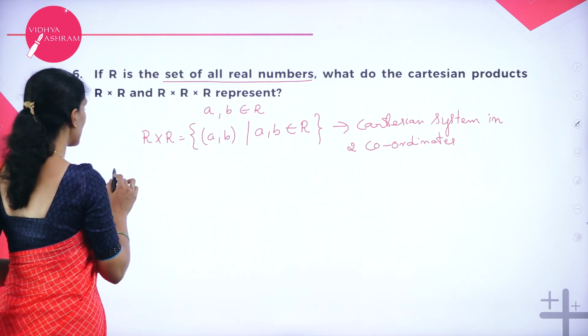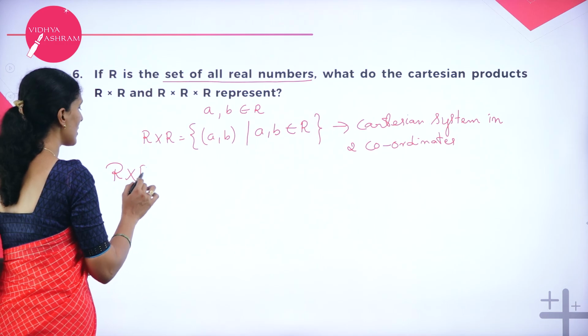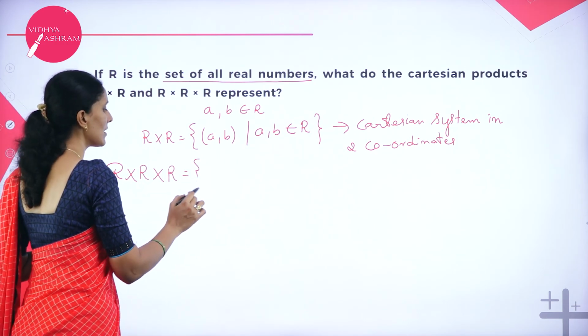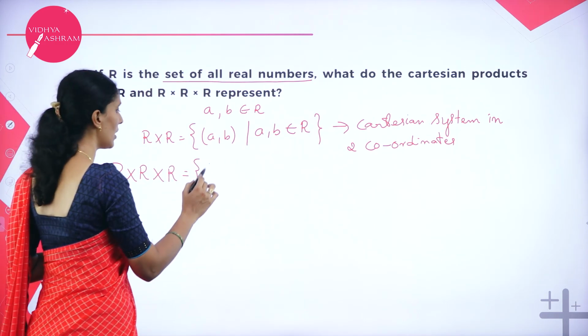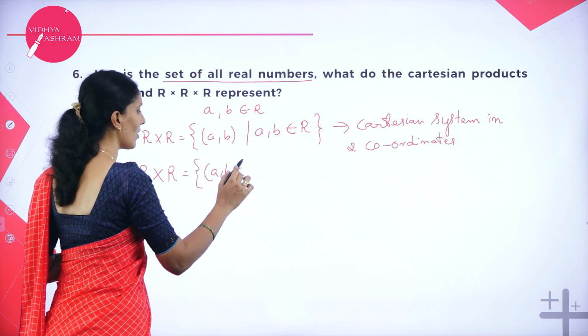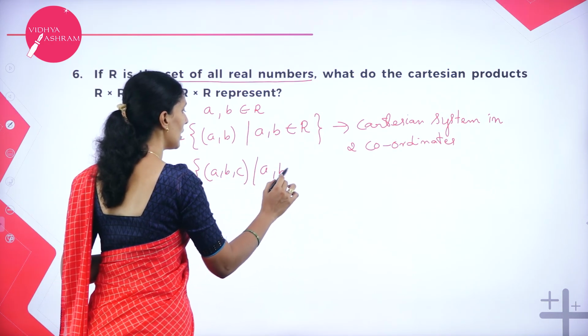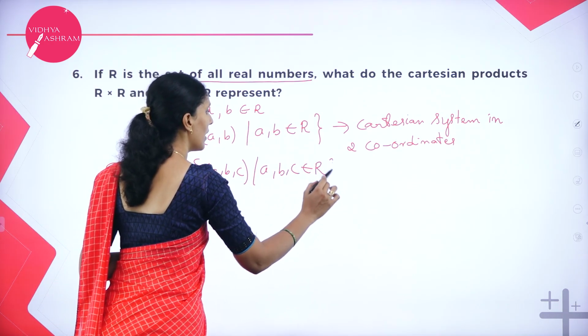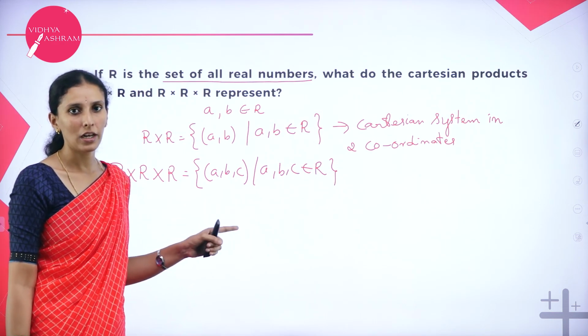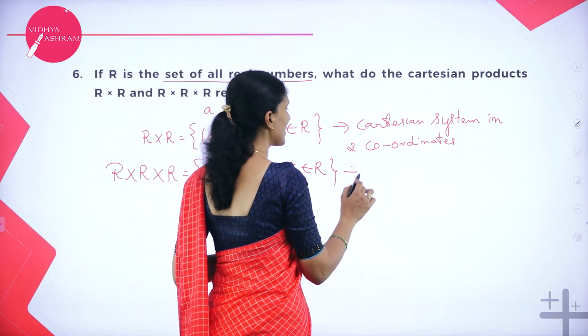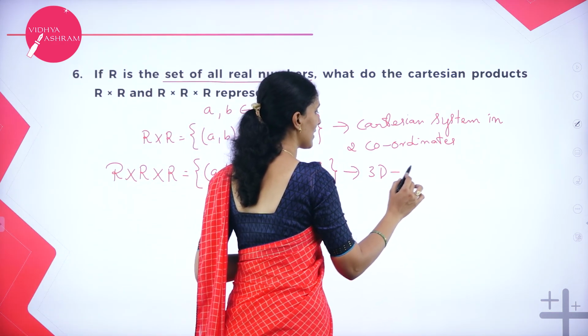Next, suppose it is R cross R cross R. This is an ordered triplet (a, b, c), where all 3 terms are real numbers, and this represents the 3-dimensional Cartesian system, that is the x, y, z axis.